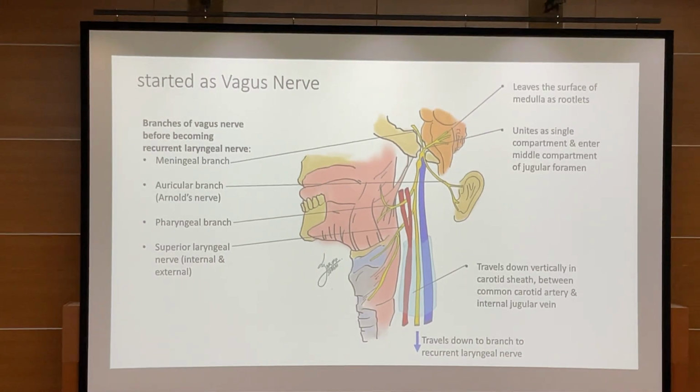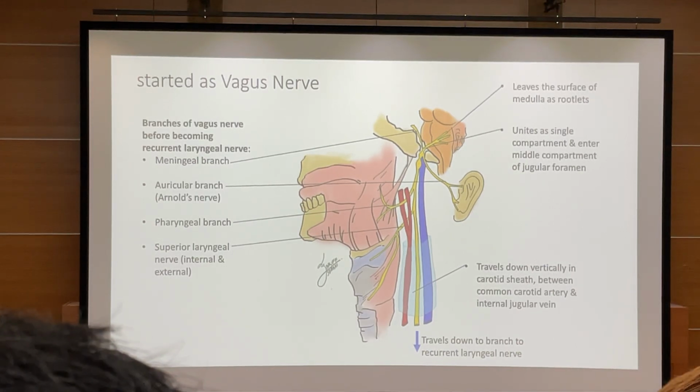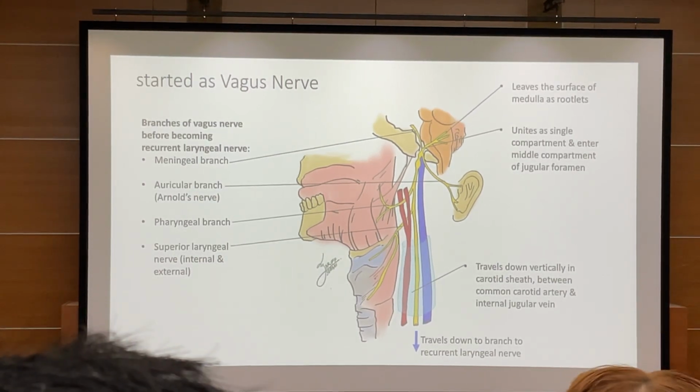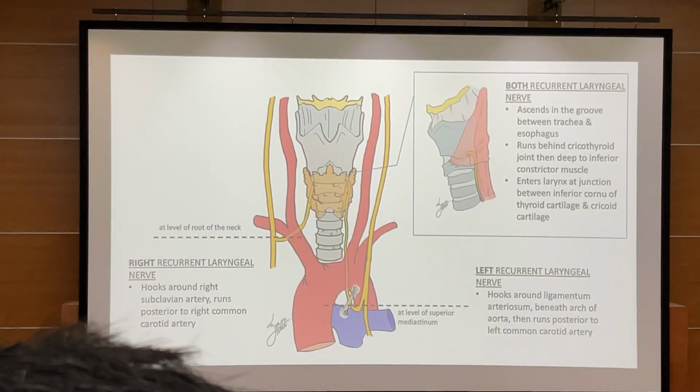So if we want to talk about the recurrent laryngeal nerve, of course we have to talk about the vagus nerve. The vagus nerve leaves the surface of the medulla as rootlets. Then it unites as a single trunk before it enters the jugular foramen. So before it becomes a recurrent laryngeal nerve, it gives branches like the meningeal branch, auricular branch, pharyngeal branch, and also the superior laryngeal nerve, which later divides into internal and external. The vagus travels downward in the carotid sheath, and then it gives rise to the left and right recurrent laryngeal nerves.